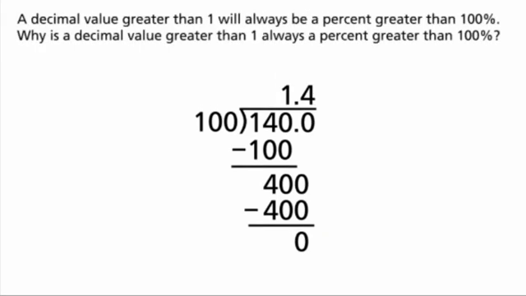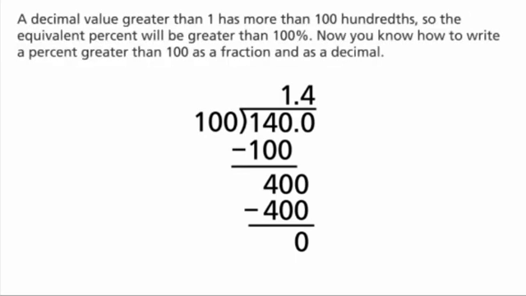A decimal value greater than 1 will always be a percent greater than 100%. Why is a decimal value greater than 1 always a percent greater than 100%? A decimal value greater than 1 has more than 100 hundredths, so the equivalent percent will be greater than 100%. Now you know how to write a percent greater than 100 as a fraction and as a decimal.